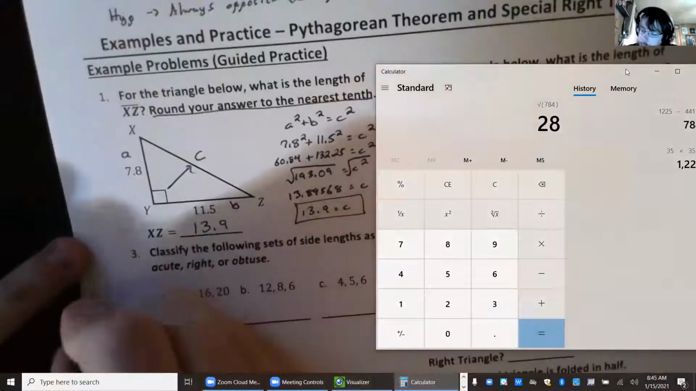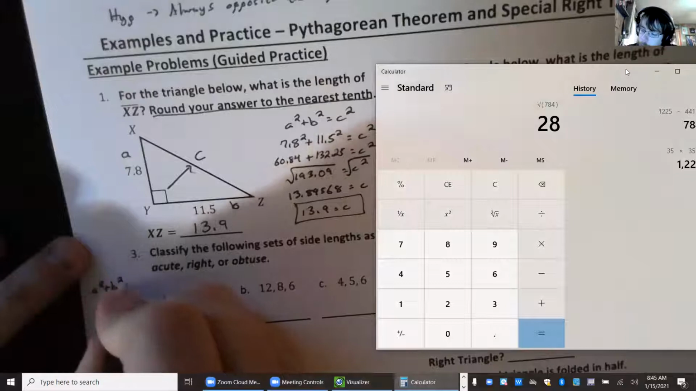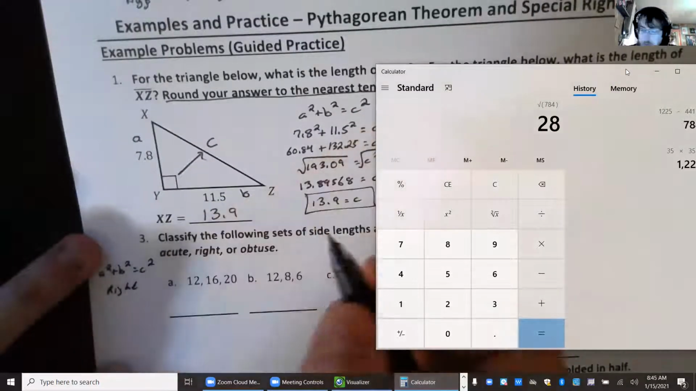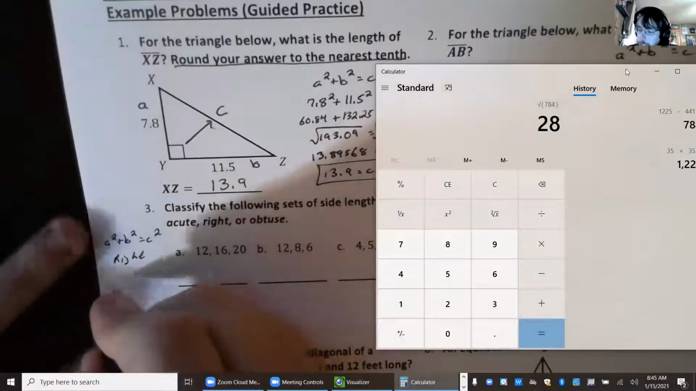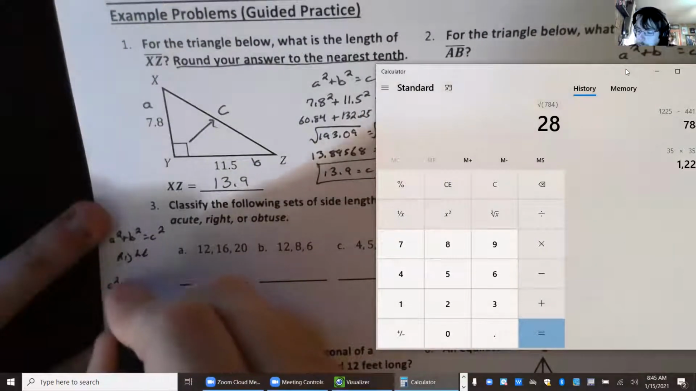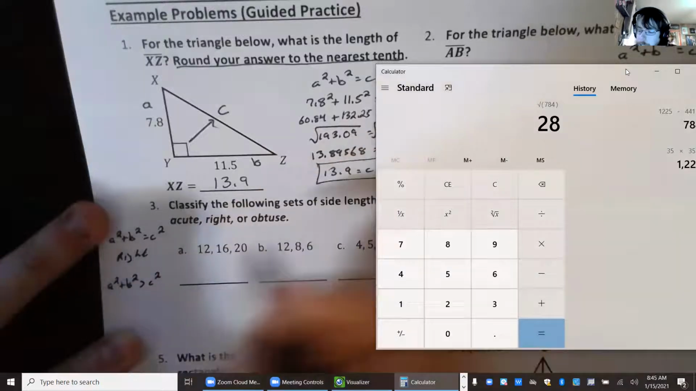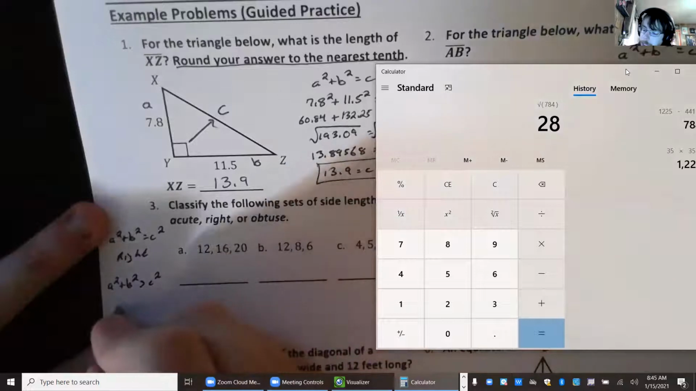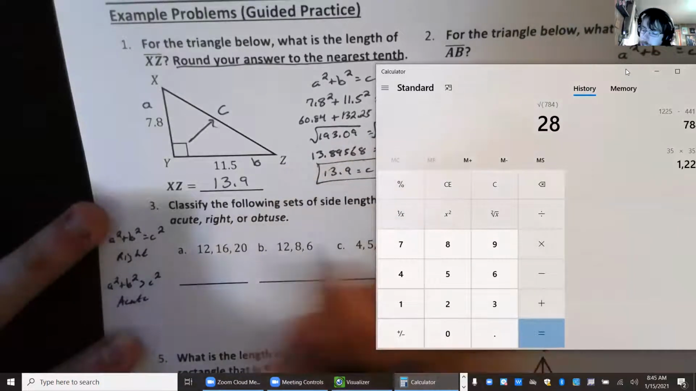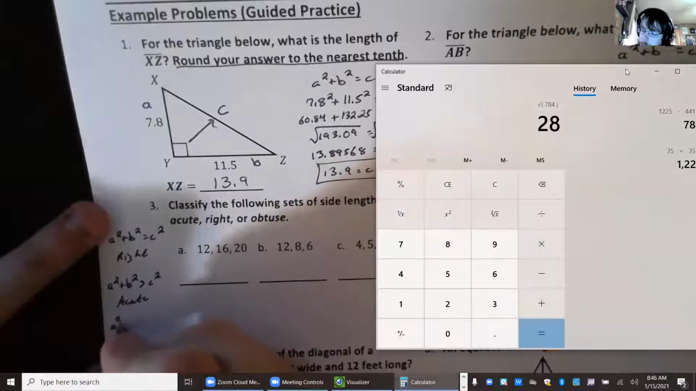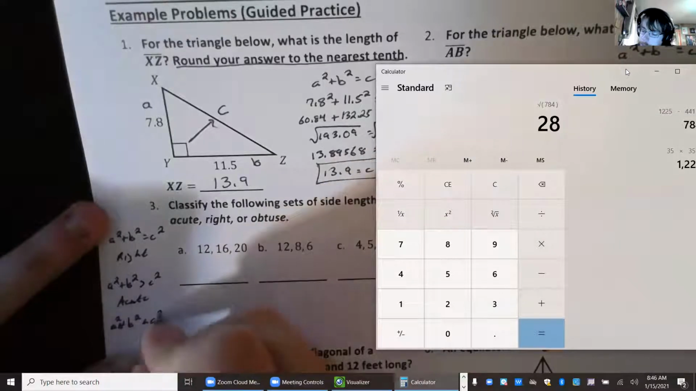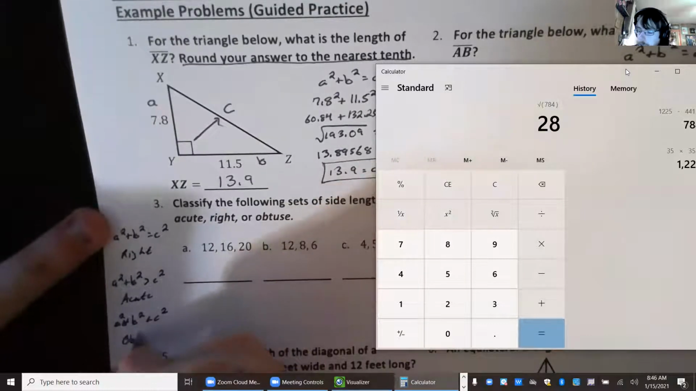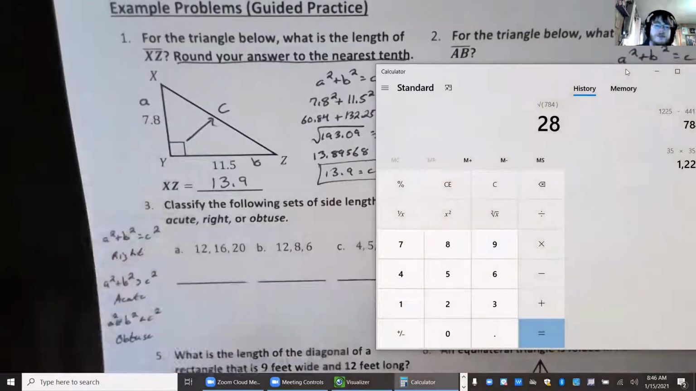So we know that if A squared plus B squared equals C squared, this is a right triangle. However, if we find out that A squared plus B squared is larger than C squared, so in other words, C squared is small, that means this is acute. And likewise, if we find A squared plus B squared is less than C squared, that means C squared is real large, then this is obtuse.